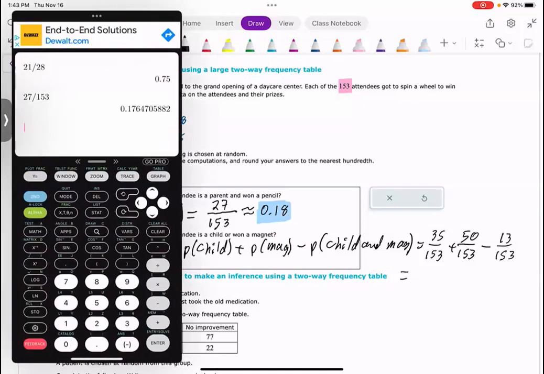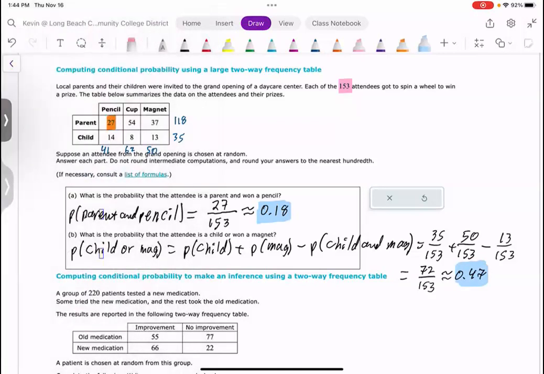Let's add up those numerators. 35 plus 50 minus 13. 72 out of the 153. Let's see what we get. I'm getting about 47% probability of that. All right, so that was a kickback to the previous section.